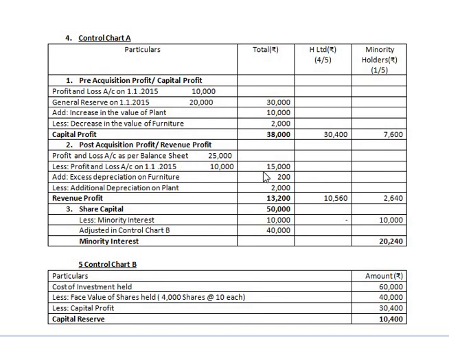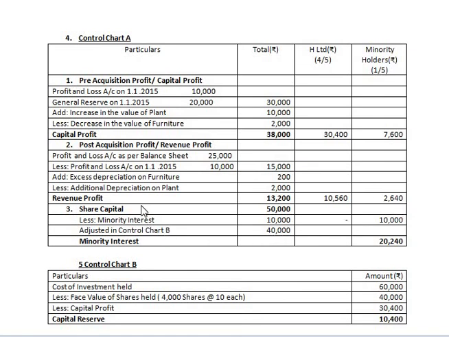So the profit during the year is 15,000. Then you have to add the excess depreciation on furniture for rupees 200. Then you less the additional depreciation on plant for rupees 2,000. So the revenue profit is 13,200. Then it will be shared between H Limited and S Limited, where H Limited gets 10,560. Then the minority holders get 2,640.